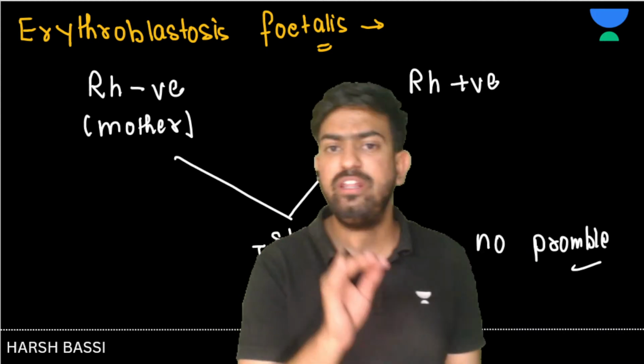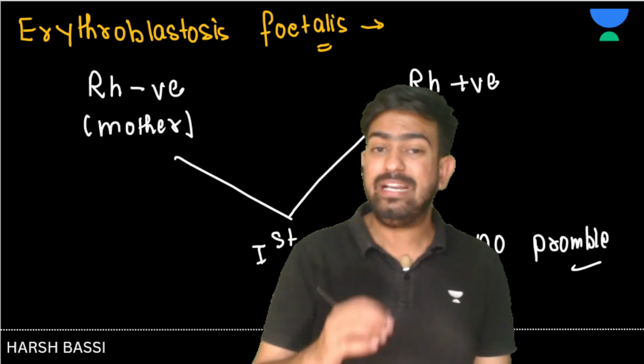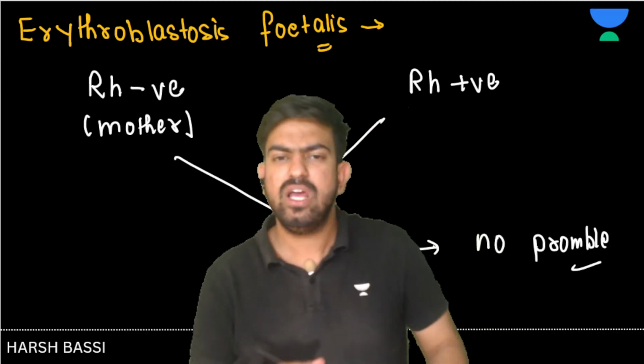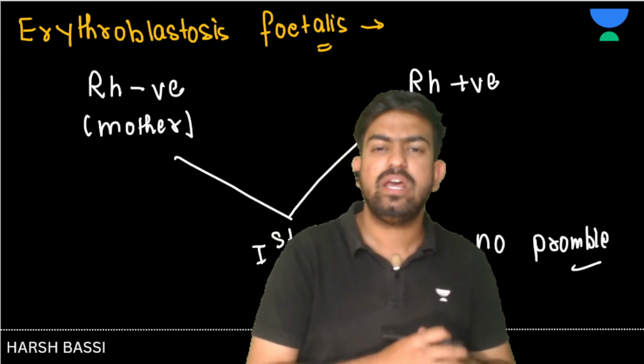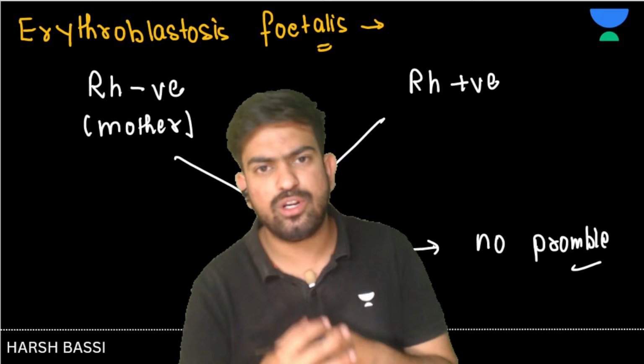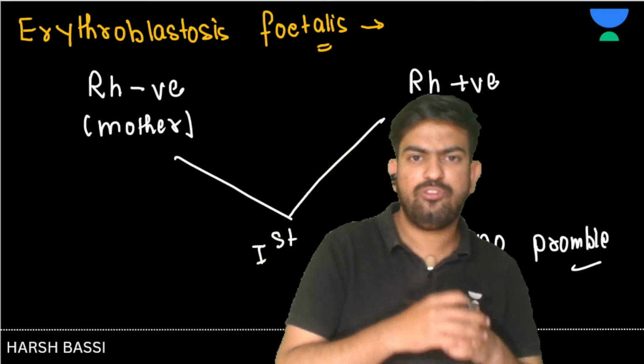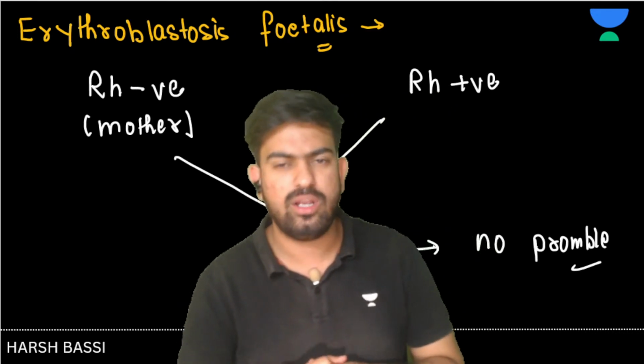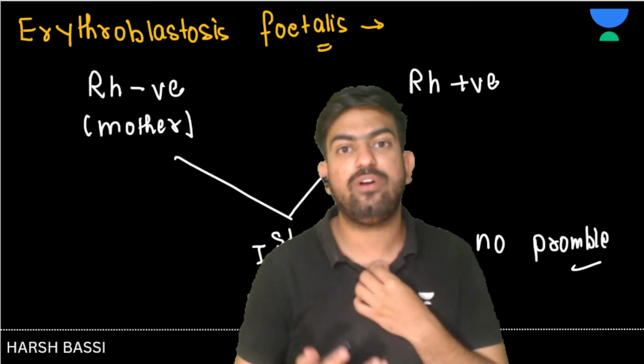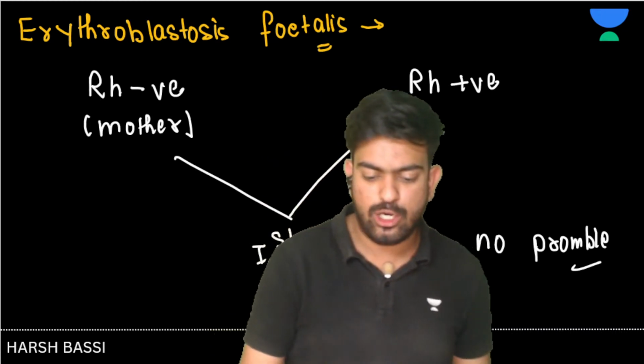So if I talk about the first child, no problem. But during the delivery of the first child, what happens? There is the rupture of walls, the rupture of the mother's blood vessels, and there is a leakage of blood from the baby and the placenta also. So what happens? Mother and the fetus blood is mixed.